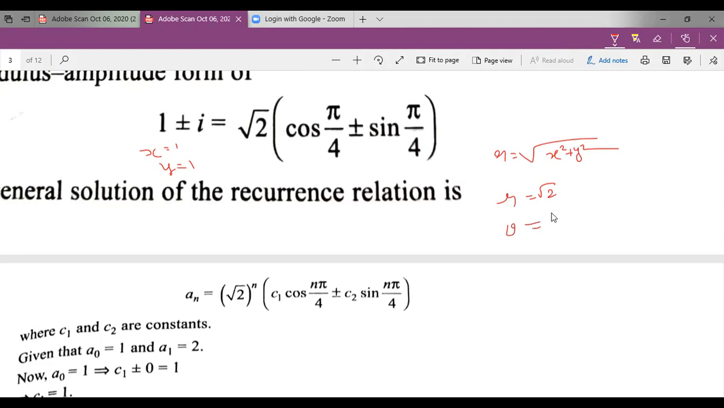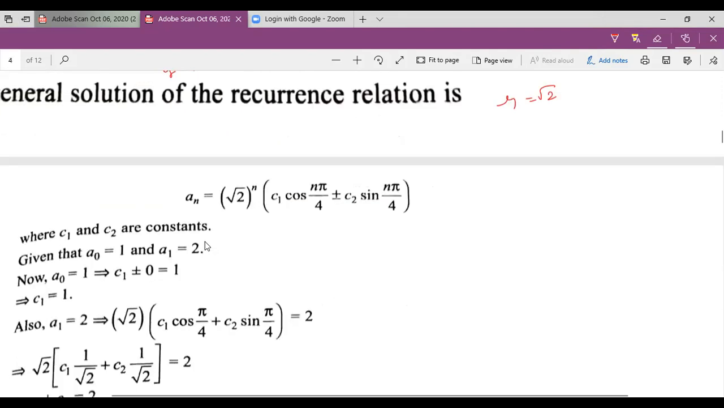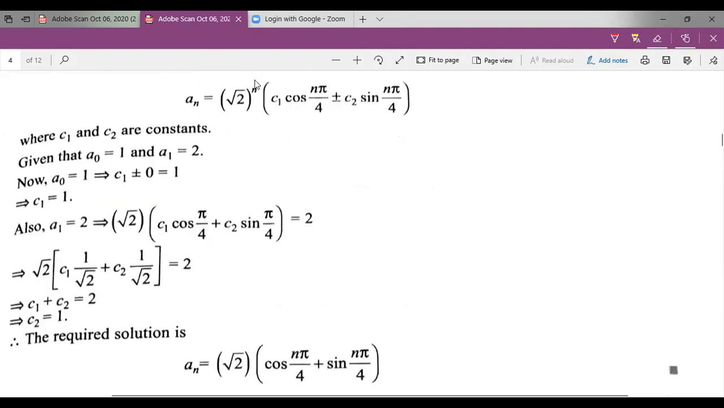So a_n is equal to root 2 whole power n into (C1 cos n pi by 4 plus or minus C2 sin n pi by 4). This is the solution of the given equation. Let it be equation 1.